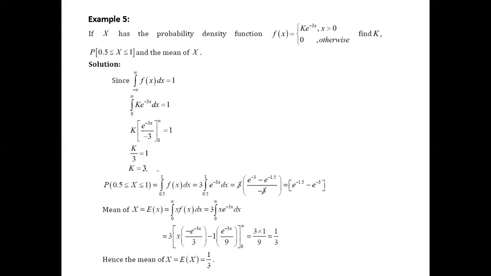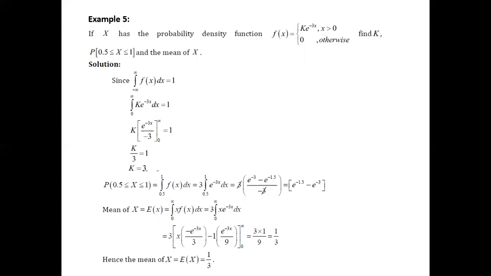Now, we have to find the mean of X. By the definition of the mean, mu equals the expectation of x, which equals the integral from 0 to infinity of x times f(x) dx, because the function f(x) is defined only for x greater than 0 and in the remaining interval the function is 0.